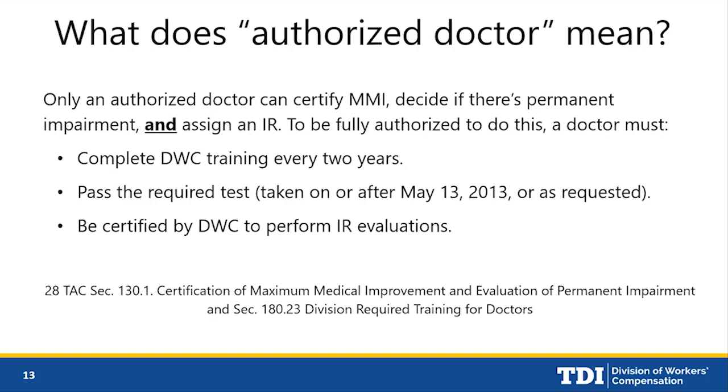These terms come from Rule 130.1, Certification of Maximum Medical Improvement and Evaluation of Permanent Impairment, along with Rule 180.23, the Division Required Training. So if a doctor is certified to assign impairment ratings, this is going to be reflected on their tax comp profile. We went over that in one of our previous sessions, so just keep an eye out for that tax comp profile.